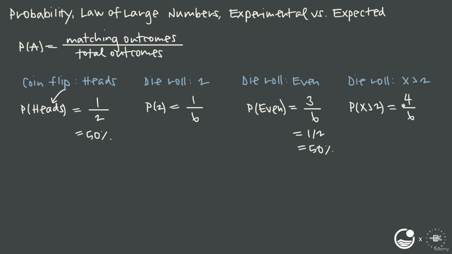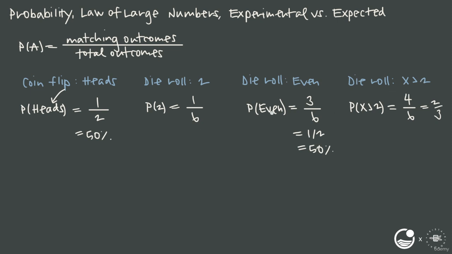And so our probability is 4 in 6 or 2 in 3, a 2/3 chance, or an approximately 67% chance of rolling a number greater than 2 when we roll that 6-sided die one time and we're looking for a number greater than 2.